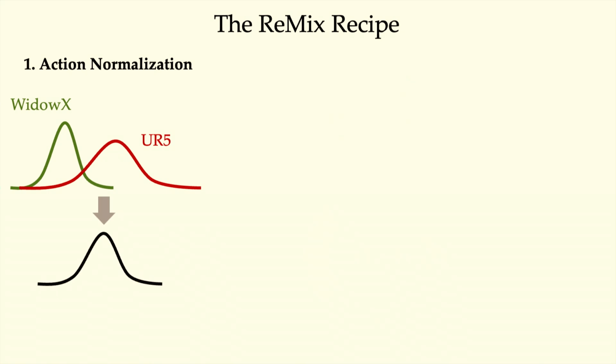The first is action normalization. We'll take all of our different embodiments, which have different action magnitudes, and we'll normalize them to a common Gaussian distribution. This helps balance the loss magnitudes across different domains and eliminates the previous problem.